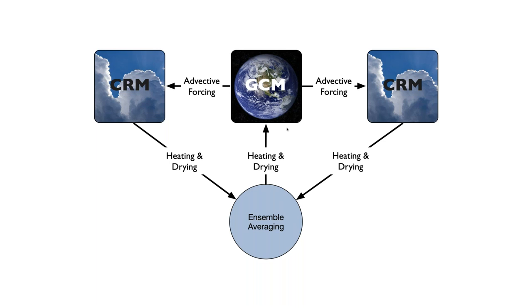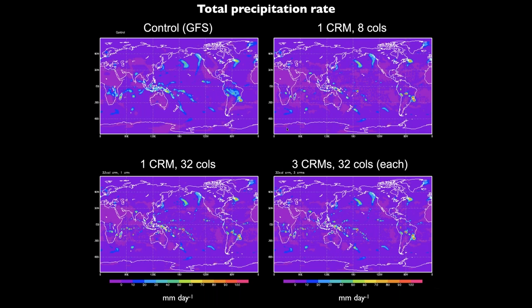And this is interesting from the point of view of ensemble spread and how it is affected by basically uncertainty on the cloud scale. So I'm going to show in this slide some results from several things. First of all, this is a control version of the GFS, again, essentially 100 kilometer grid spacing.